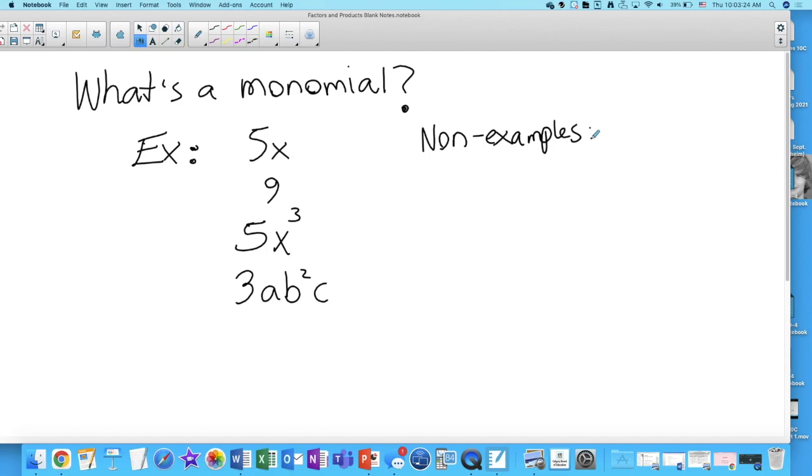That is not a monomial. If you saw one of those in a quote-unquote polynomial, it would not be a polynomial. Okay? And with exponents that are whole numbers. Okay? Here's another example.